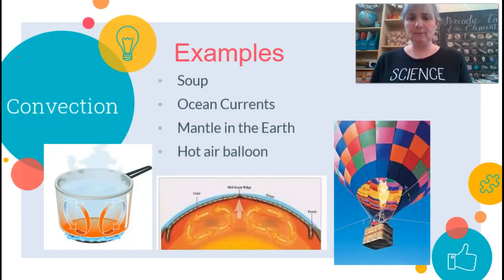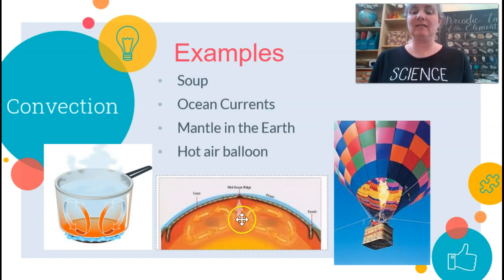Examples. My first example is soup in a pot. It's going to get hot from the bottom of the pan. The warm fluid rises to the top because it becomes less dense. And then the cooler fluid sinks to the bottom because it's more dense, and that cycle continues. We've talked about convection with density in ocean currents, especially deep ocean currents. We talked about it with the mantle. We talked about it with plate tectonics, that that's how the plates move, because of convection in the mantle.